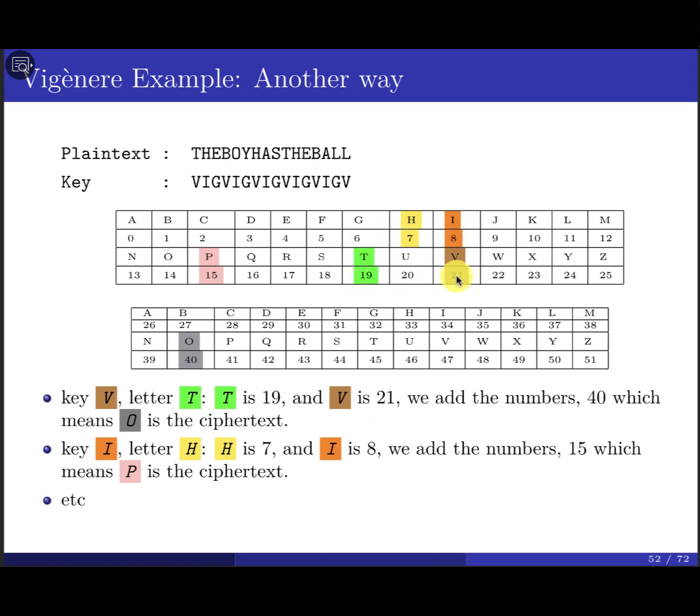I have two different colors. Add them up, and the number is going to show you which letter you're going to use or produce as a ciphertext. Or you can add them and compute mod 26. Both of them are going to give the same thing. So there are different ways to perform that.